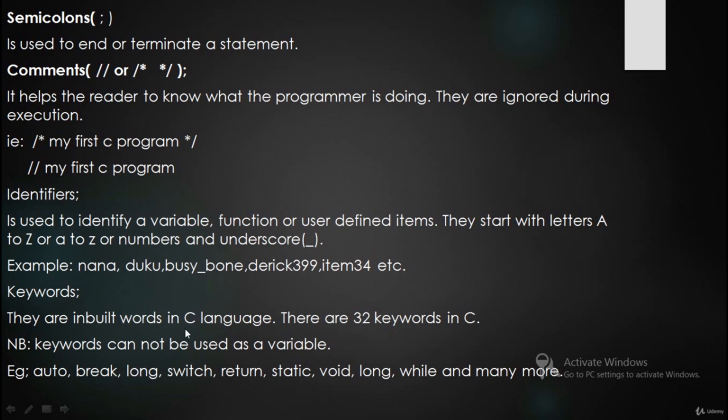Let's also learn something about keywords. They are inbuilt words in the C language. We have 32 keywords in the C language. Remember, keywords cannot be used as a variable. So the keywords that have been built in C language cannot be used as a variable. Examples of such keywords are auto, break, long, switch, return, static, void, while, and many more. You can't use any of these keywords as a user-defined name or as a variable.